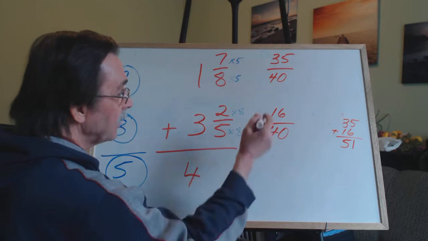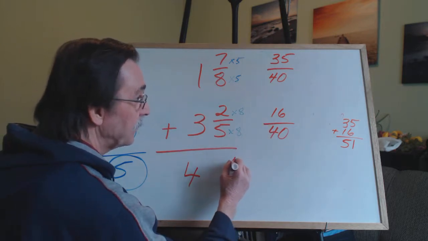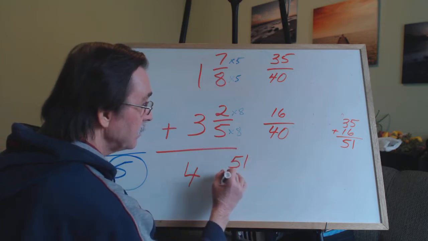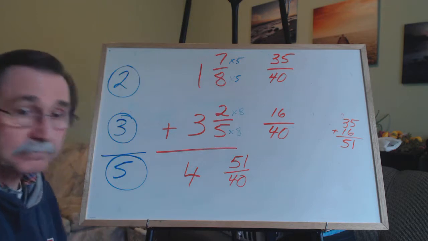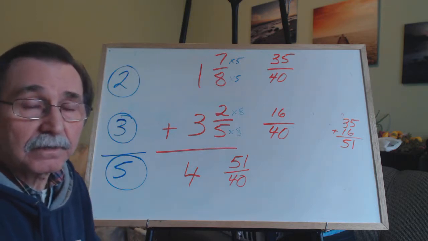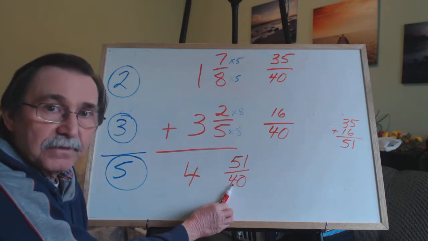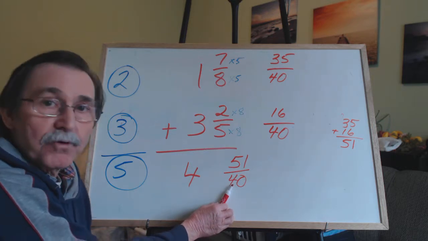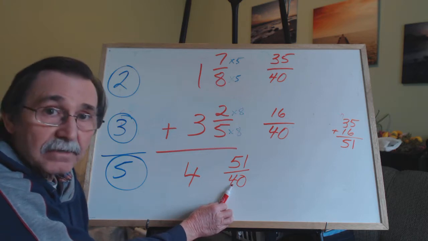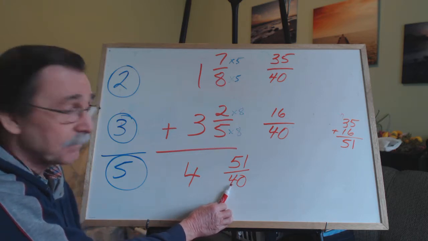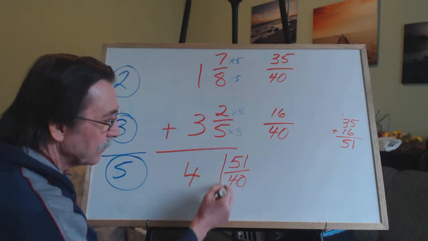So what do we have? We have 4 and 51 40ths. But we see there's a problem here. 51 40ths is an improper fraction. It doesn't fit. It's correct, but it's not acceptable as a final answer. So let's take a look at this 51 40ths for a second.